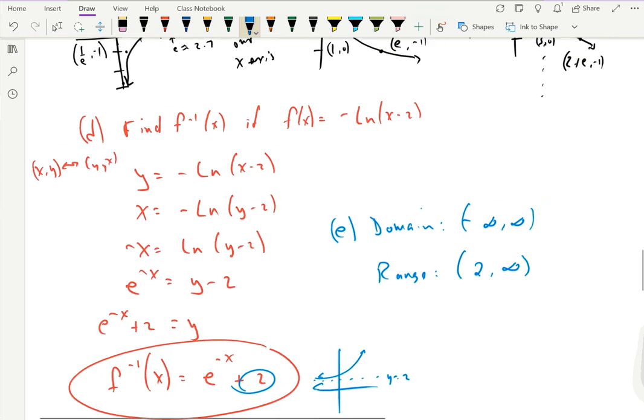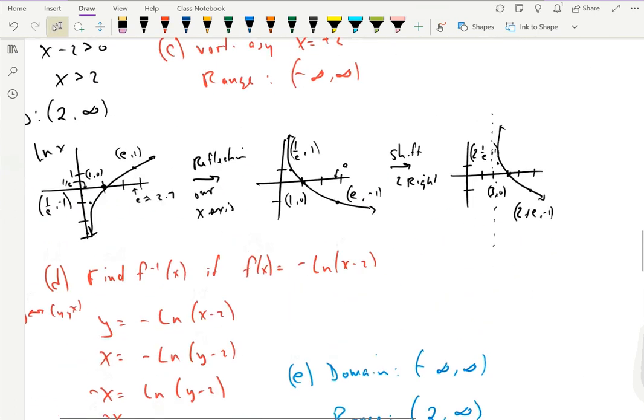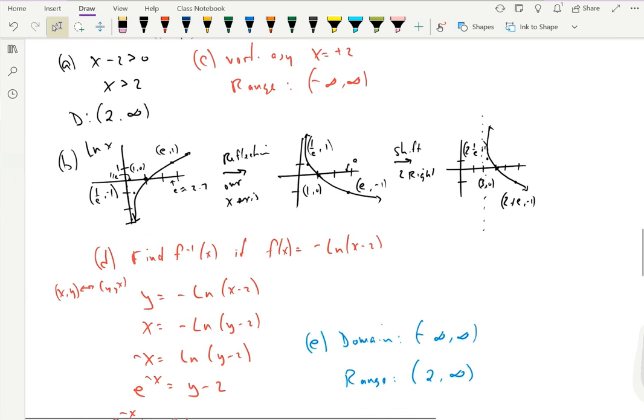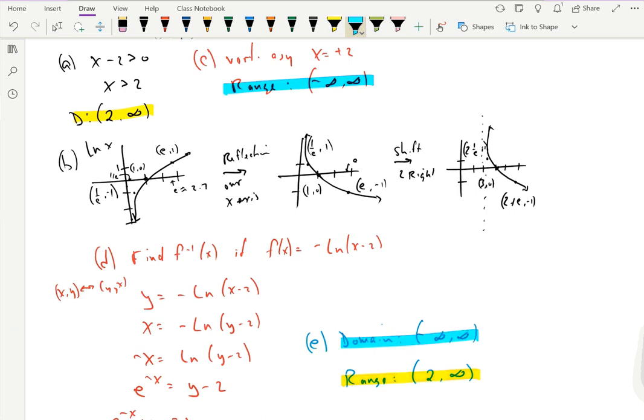Now, one thing to note on this one, if we go back up a little bit, in our original function, our domain was 2 to infinity. That means in our inverse, our domain and range flip-flop each other. So our domain of the original is the range of the inverse. Likewise, the range of our original is the domain of our inverse. That will always happen. Those always have to flip-flop in that direction.